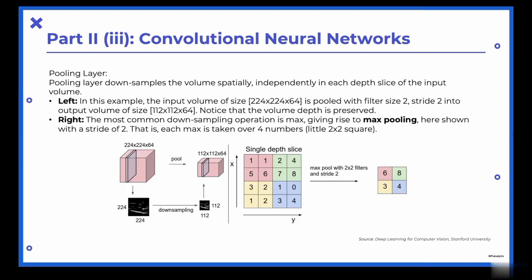Again, on the right-hand side of the image, we see a single depth slice where a pooling layer with a 2 × 2 filter is used. The original image has a 4 × 4 size, and after the pooling layer, it has been reduced to 2 × 2.